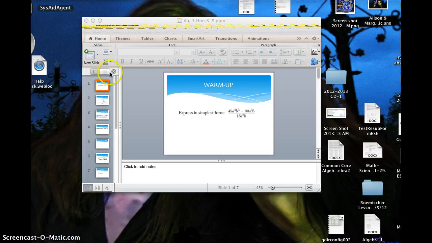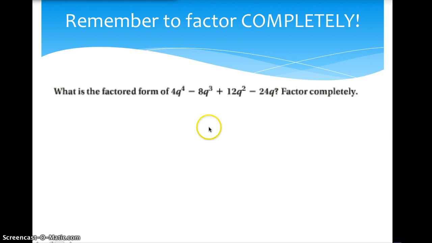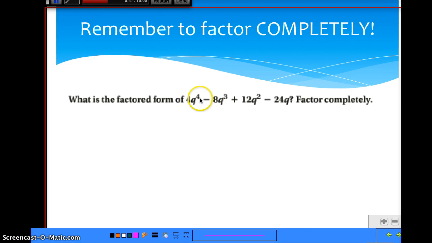All right, let's try another one. 4q to the 4th minus 8q to the 3rd plus 12q squared minus 24q. Why don't you guys go ahead and put me on pause and try it yourself to see if you have the technique, and if not, go ahead and put me on resume and we'll figure it out, okay? Hit pause, please.